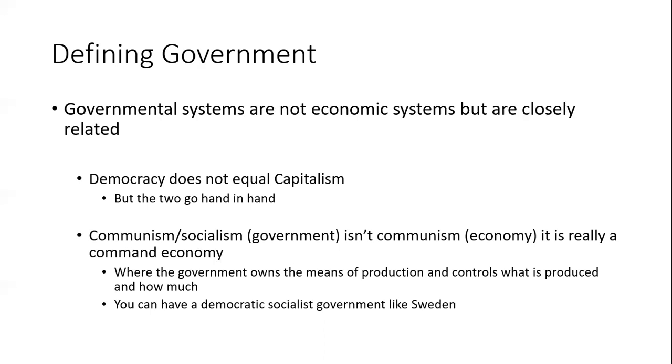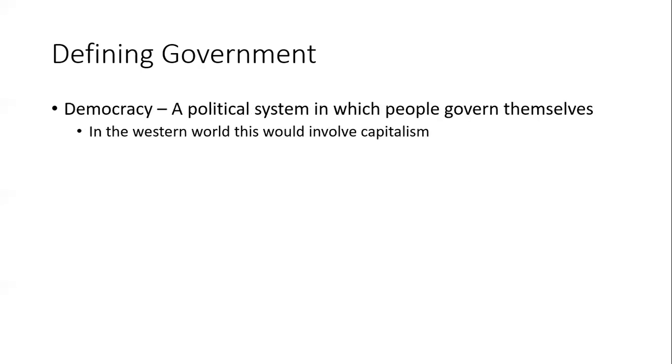We have social welfare programs like Medicaid to help out the poor, Medicare to help out the elderly with medical problems or medical insurance. So you have a lot of overlap there. Okay, democracy is just a political system in which people govern themselves. A lot of times in the Western world, this is also going to involve capitalism.